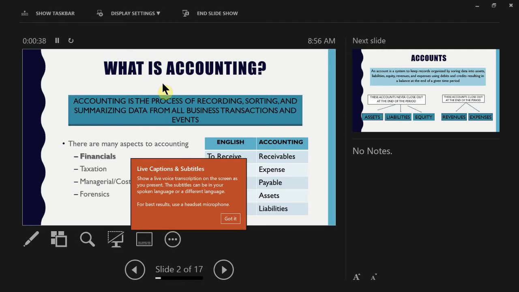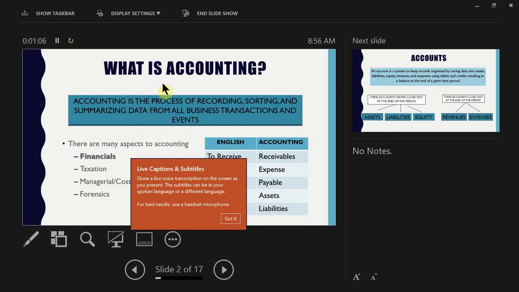So again, here is a definition of what accounting is. It is basically the process of recording, sorting, analyzing, and summarizing data from all business transactions. So again, anything that has to do with a business transaction. All right. A few things that I also want you guys to recognize.